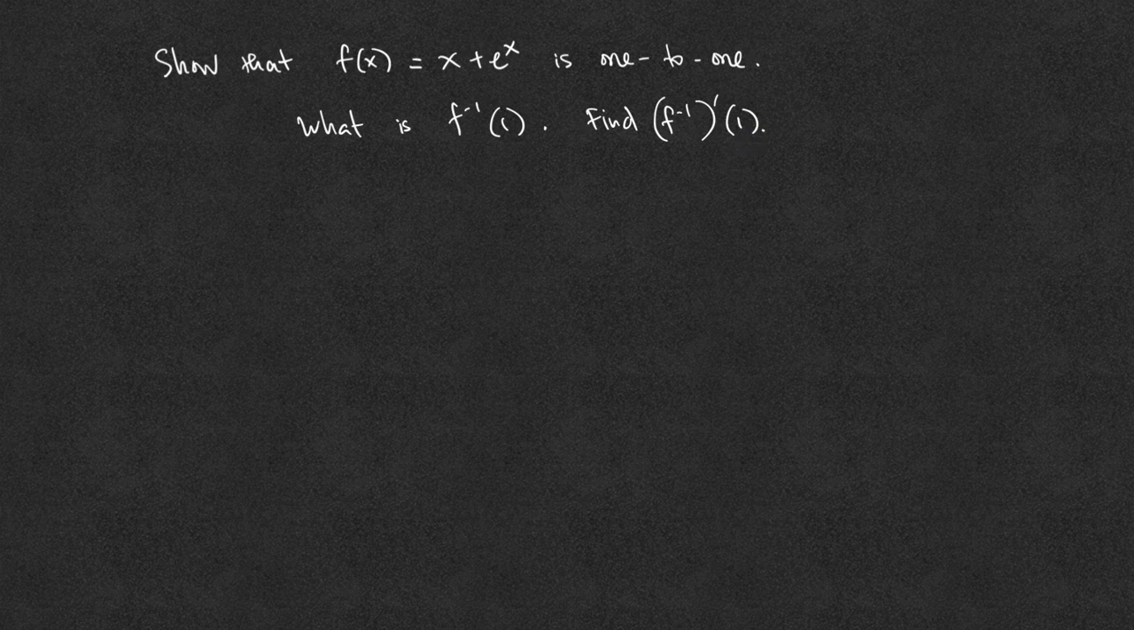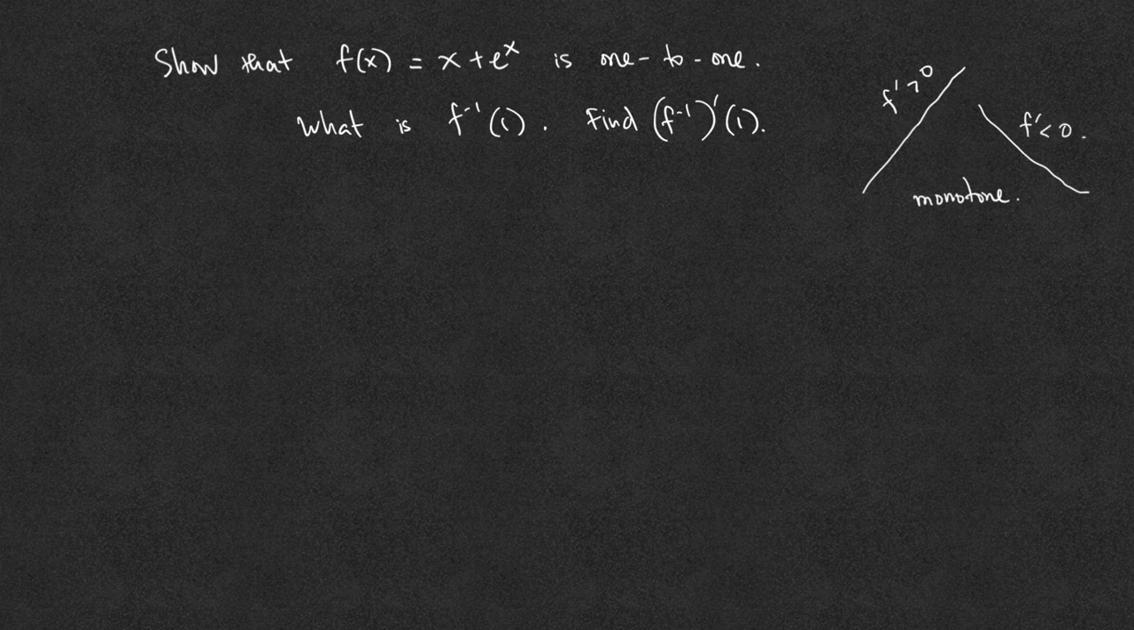The function is 1 to 1 if the graph is either increasing all the way or decreasing all the way. We say that this is monotone. The graph is increasing all the way only when the derivative is positive, and the graph is decreasing all the way only when the derivative is negative.